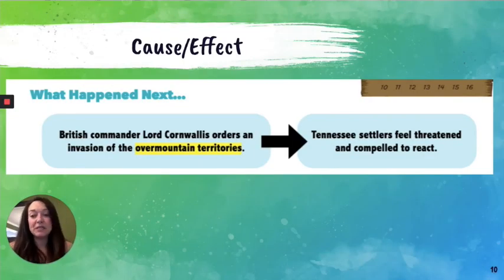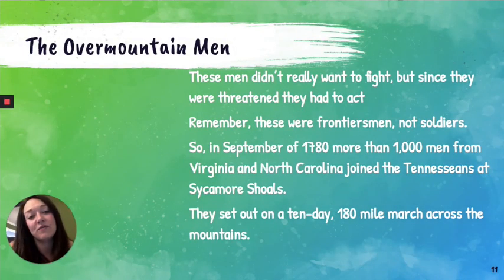So what's going to happen is we have a cause and effect. We have the British commander, Lord Cornwallis. He orders the invasion of these over-mountain territories because the king said, don't go over and live, and they did. And Tennessee settlers are going to feel threatened and compelled to react. It's cause and effect. It makes total sense. They're like, oh, wait a minute, they're threatening us. So they didn't really want to fight in any of the battles, but since they were threatened, they had to act.